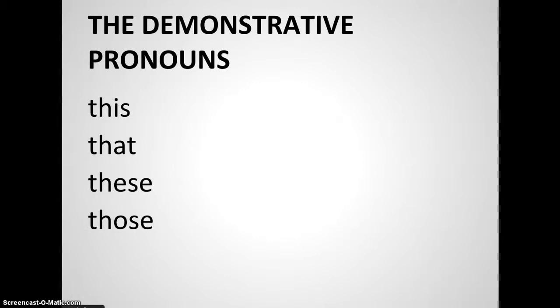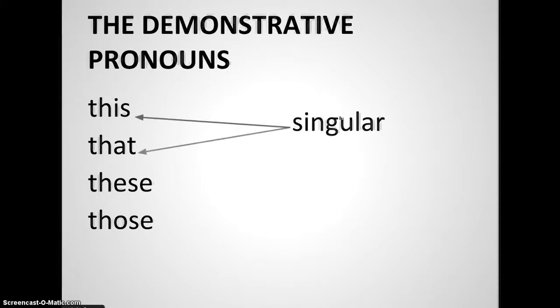Well, these demonstrative pronouns have antecedents, and they're very easy to memorize because there's only 4 of them in English: this, that, these, and those. And they have some obvious features here. This and that are singular, and these and those are plural.